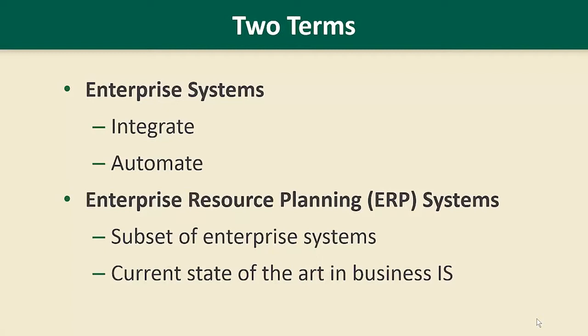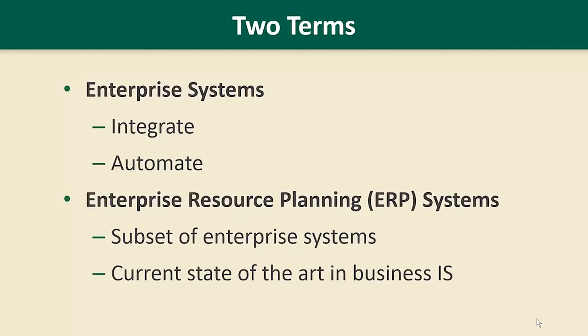Okay, let's distinguish two basic terms: enterprise systems and enterprise resource planning systems, or ERP systems. An enterprise system integrates and automates. That is, by integration we mean coordinating all the major business functions of a company, and by automation we mean doing this coordination through computers.